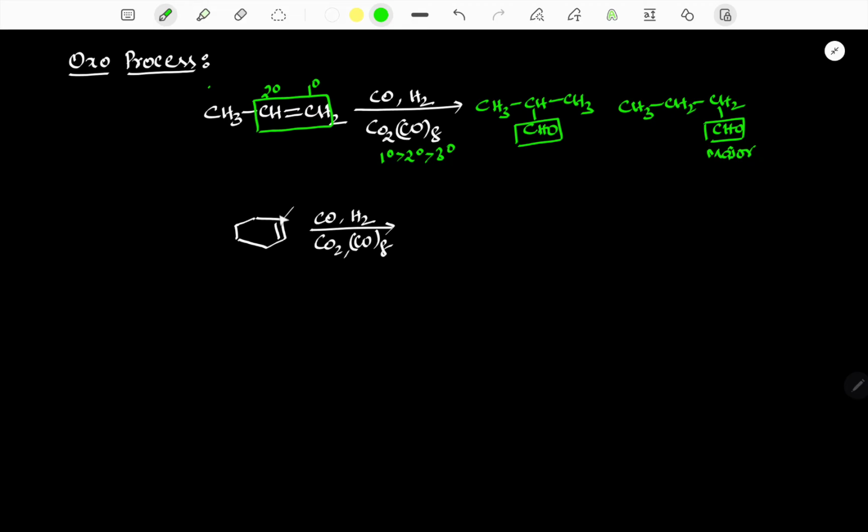Similarly, when the second alkene is treated with carbon monoxide, H2, and cobalt carbonyl, we get two compounds. One compound has CHO at the tertiary carbon. Another compound has CHO at the secondary carbon. It is a tertiary carbon, it is a secondary carbon, and we know the order: primary, secondary, tertiary. Therefore, the secondary carbon product is the major product.